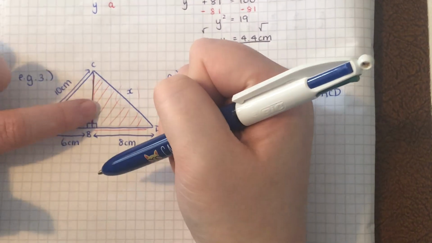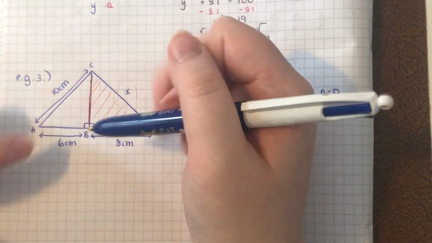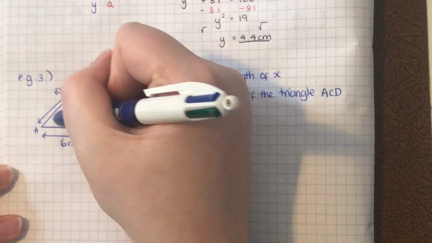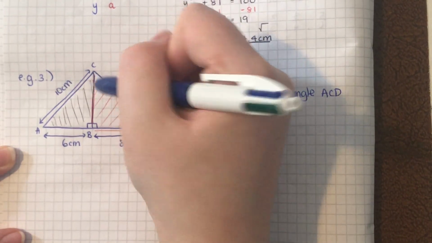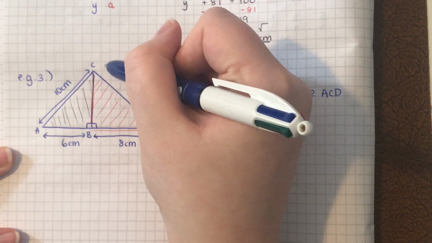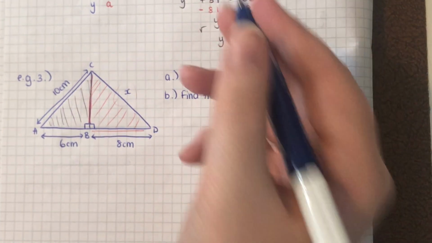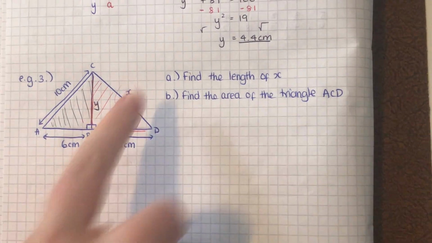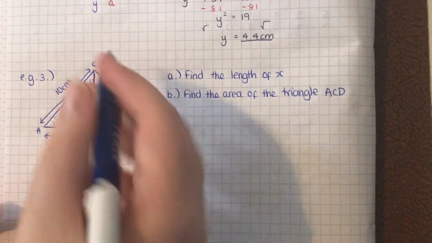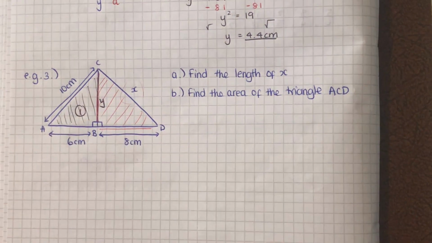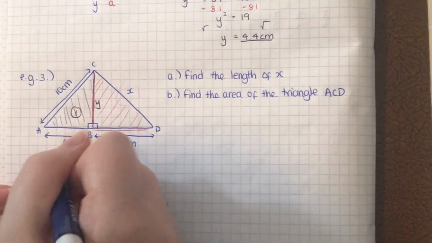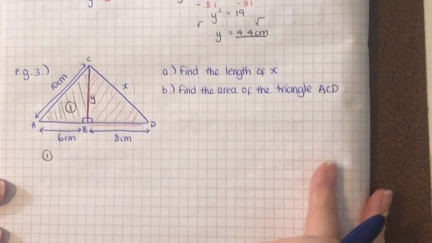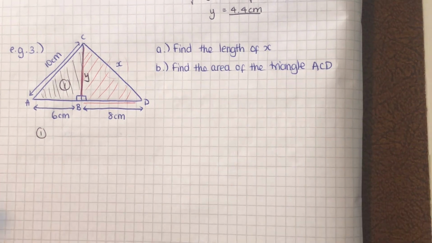But the issue is we don't know what that is, but we can work it out because if we're looking at the left triangle, we've got two of the sides, so it means that we can then work out the missing one. I'm just going to call this y, just because x is already being used. So I'm going to focus on the left-hand triangle, the one that I've called number 1.